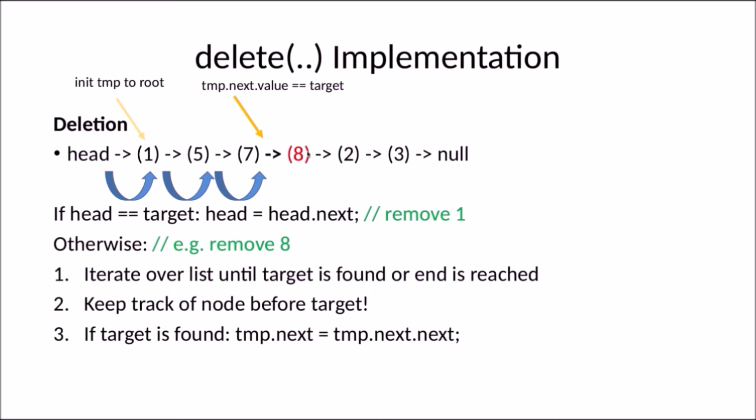Does 7 have a next node? Yes, it does. This one is 8. Give me the value of the next node, which is 8. Does 8 match the target 8? Yes, it does. So in this case, I found the node that I want to delete.